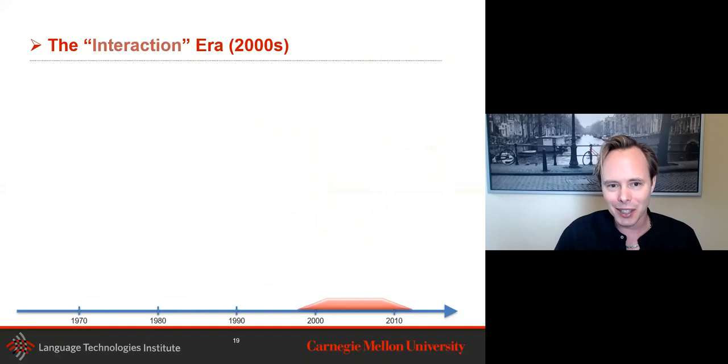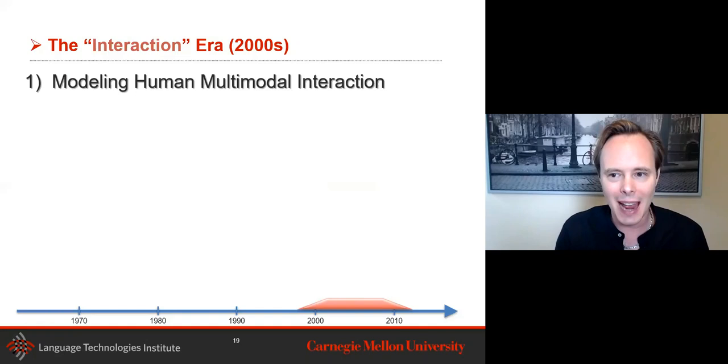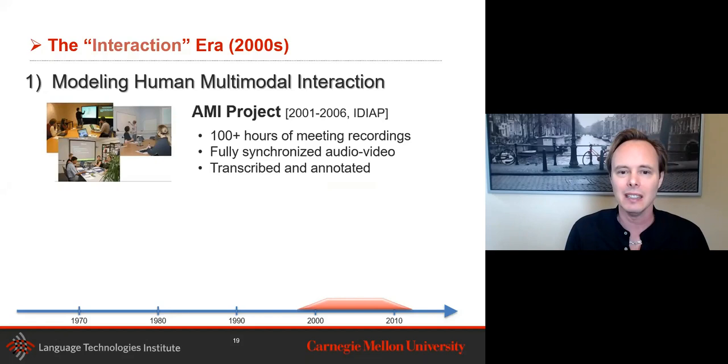And then suddenly we go ahead and it's what I would call the interaction era. At this point, we want to model human-human interaction as well. And one landmark project, I would say, is the AMI project in the early 2000s. They recorded meetings, people moving together, talking to each other.